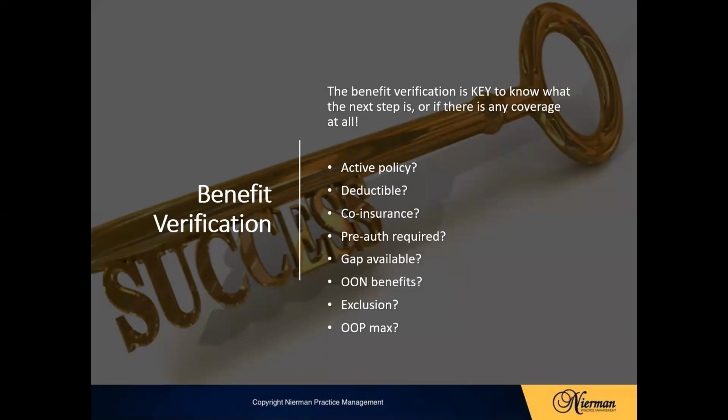Also, you want to find out if they do have out-of-network benefits, and they'll go through the list and tell you all this, if there are any exclusions, and the out-of-pocket max as well for the year. What that means is once the patient has paid a certain amount, maybe like $10,000, the co-payments then start paying at 100%.